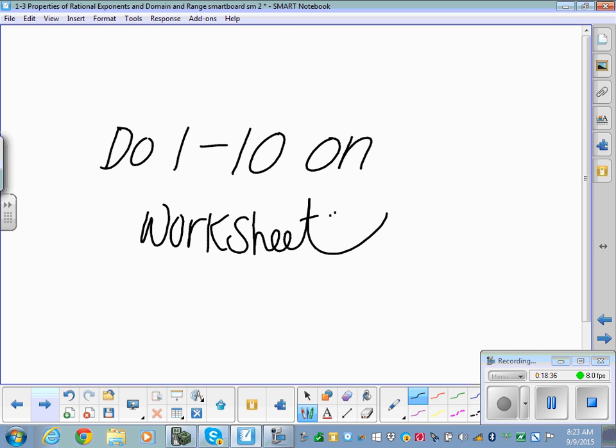Okay. Then work on 1 through 10 on the worksheet on the front. 1 through 10 on the front of the worksheet. Ready, set, go. As you go through, I'll come around and check them.